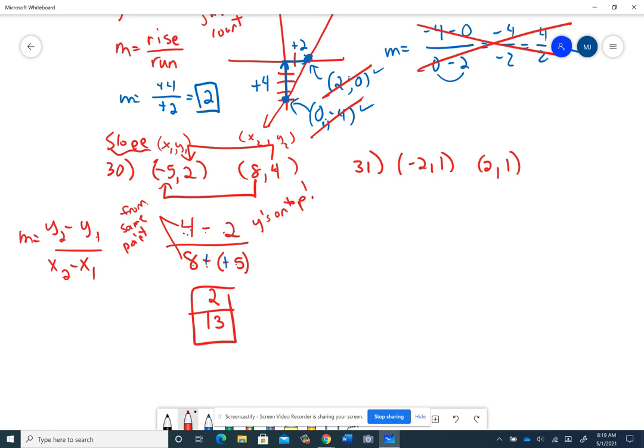All right, let's try it again with this one. So we're going to subtract our y coordinates. And if we did that, we'd have to start here with the 2 and subtract the negative 2. But hey, this one turns out weird.